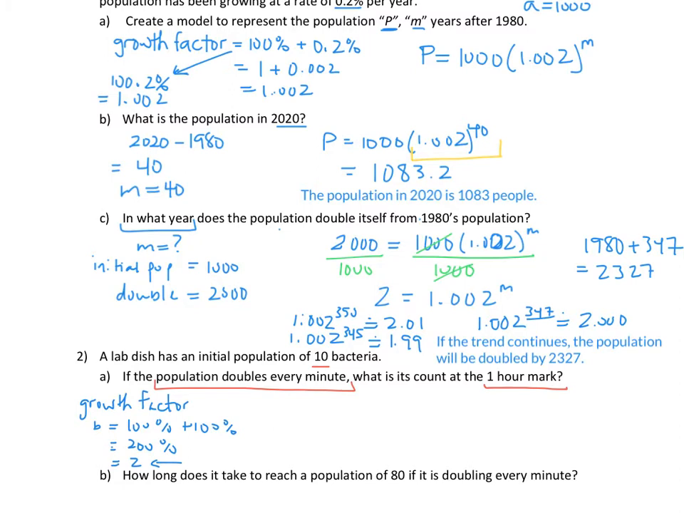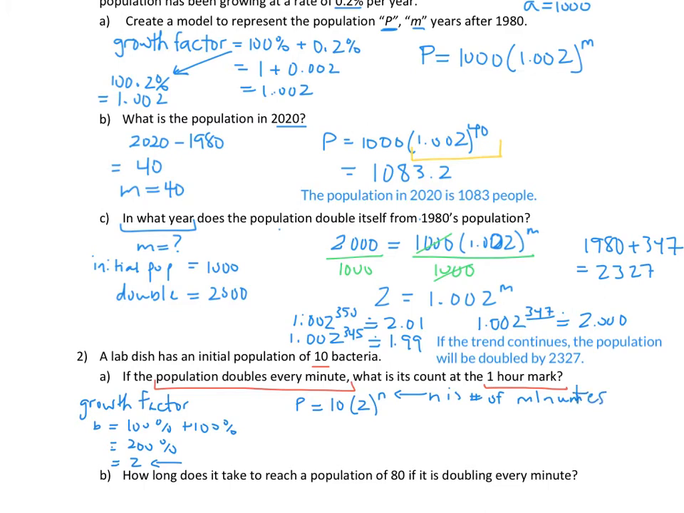Okay, your initial population is the 10, so then your population would be 10 times 2 to the exponent n. And n would be your number of minutes. So n is number of minutes. So technically we should be defining what our variables are representing. Minutes.